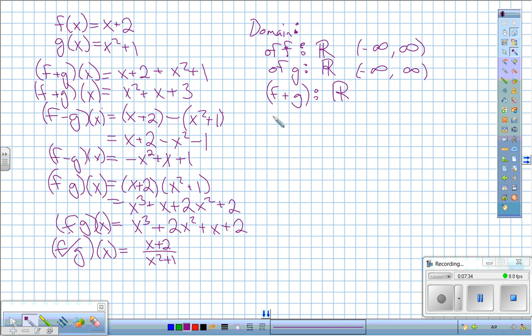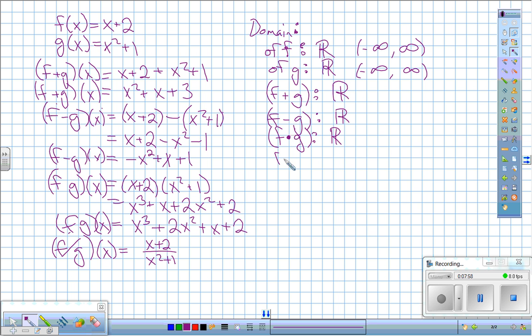F minus g, same thing. All real numbers. Pretty much all of these, your f, your g, whatever they have in common, in this case since they're the same thing, they're everything in common, will be what f plus g, f minus g, and f times g equals. So these are all real numbers.